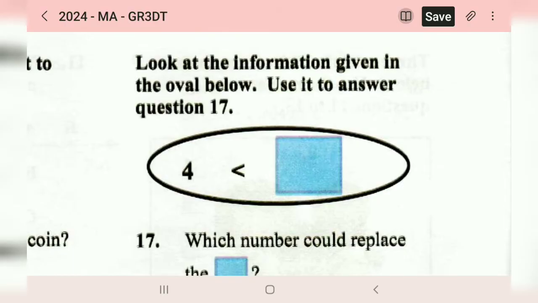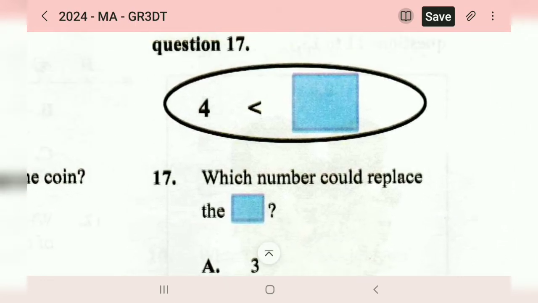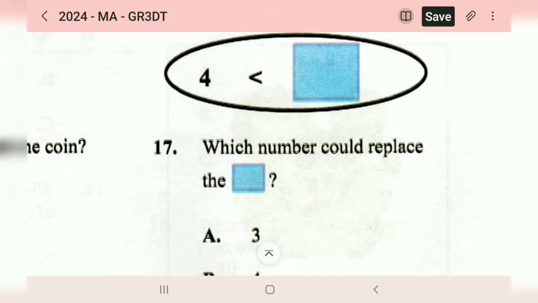Look at the information given in the oval below. Use it to answer question 17. So here we have the oval. 4 is less than the blue box. Which number could replace the blue box? So A says 4 is less than 3. We know that is true. Don't even need to go anywhere else.